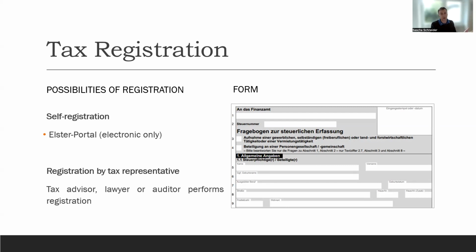Then you could open your own Elster account in this Elster portal, and then you could do it by yourself. If you don't want to do that, or you don't have the possibility because you don't live in Germany right now and you don't have this identification number, then of course you need to hire a tax advisor, a lawyer, or an auditor who is able to make the registration for you, because we have special access to the financial office to make this possible.